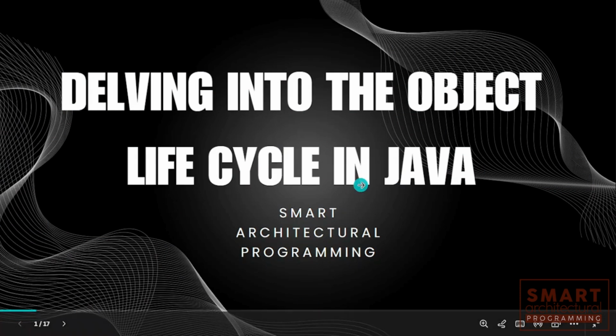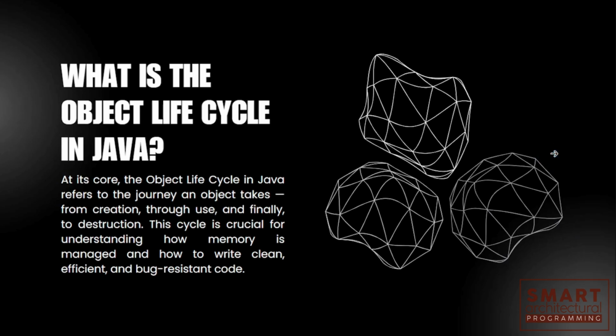First of all, we need to understand what the object lifecycle in Java is. We need to clarify that concept first before anything. At its core, the object lifecycle in Java refers to the journey an object takes from creation through use and finally to destruction. So this basically means when you run a code file, how it's created, used, and finally destroyed from the memory of the computer. This cycle is crucial for understanding how memory is managed and how to write clean, efficient code which is bug resistant. So that is basically what the object lifecycle in Java is.